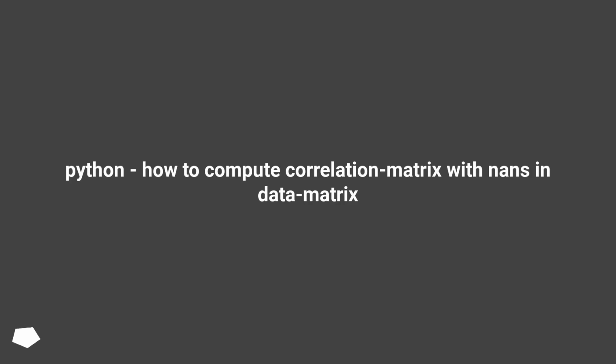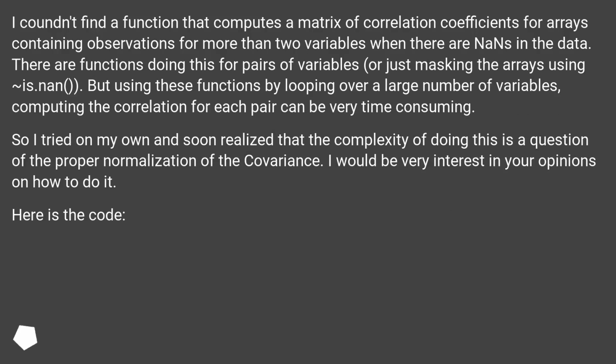Python, how to compute a correlation matrix with nans in the data matrix. I can't find a function that computes a matrix of correlation coefficients for arrays containing observations for more than 2 variables when there are nans in the data.